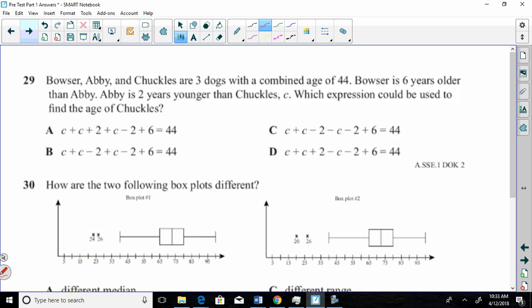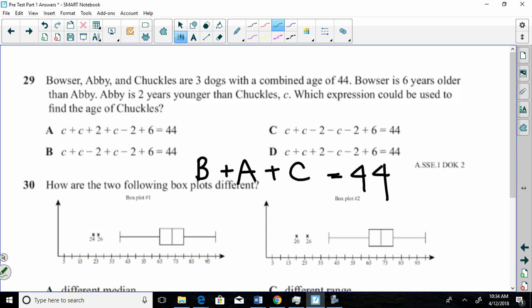Okay, so this is substitution, and it's a weird kind of substitution. These are the sort of things you're going to see on your SAT, for sure. They love to try to confuse you. So this is an SAT type question. We got Browser, we got Abby, and we got Chuckles. And their combined age, which means we're adding, is 44, right? And we can look at the answers, so we want it all in terms of Chuckles' age. So they give us some more information.